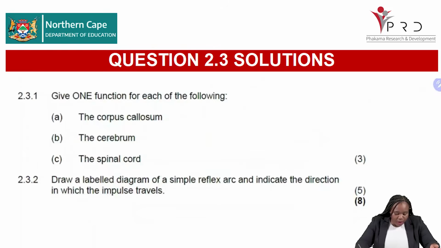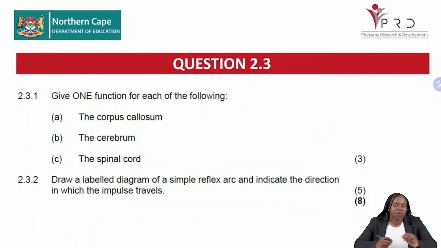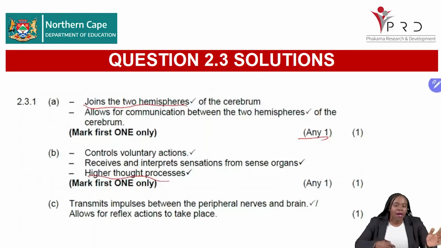And then lastly, we have the spinal cord. The spinal cord is responsible for transmitting impulses between the peripheral nerves and the brain, or between the brain and the effectors, right?